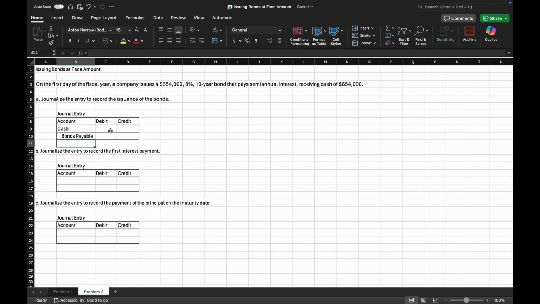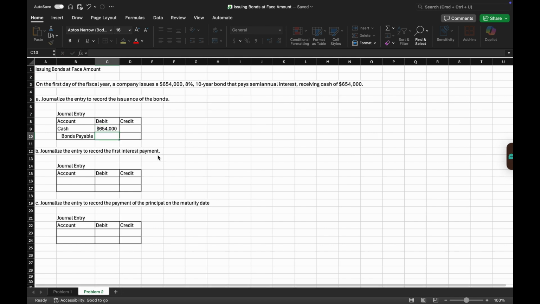We know from the problem that the company is receiving cash of $654,000 from the investor, so let's debit cash to increase the account, $654,000. Next, we know that the bonds payable liability is going up as the company now has to pay back the investor eventually, so we can credit bonds payable for $654,000, or the face value of the bond.